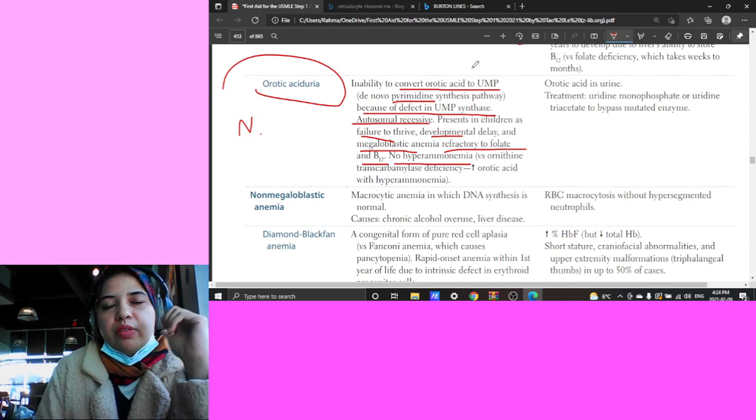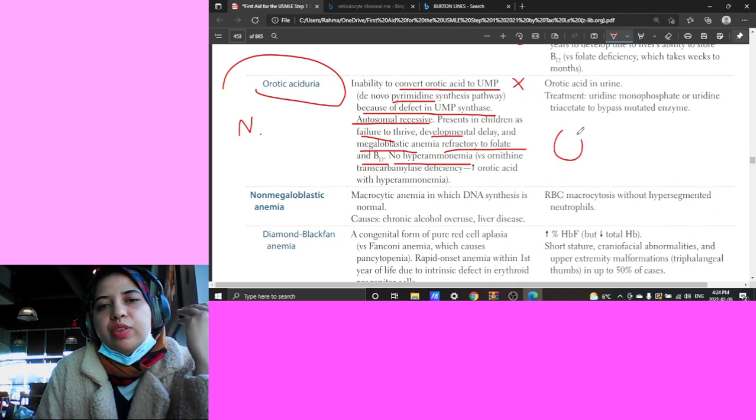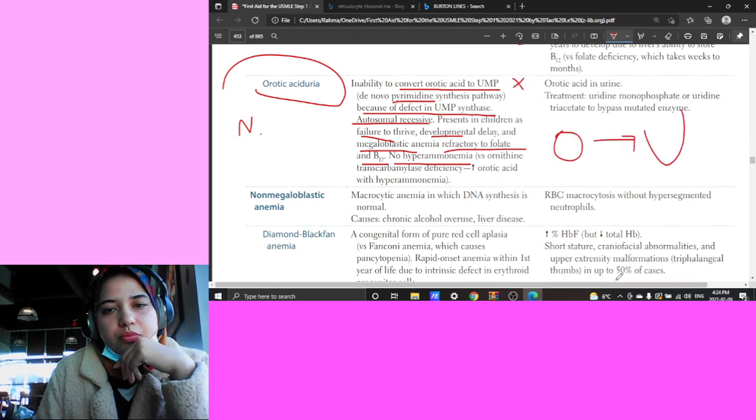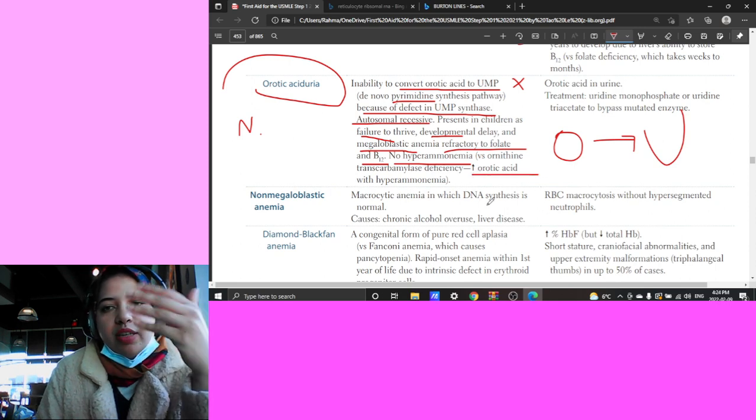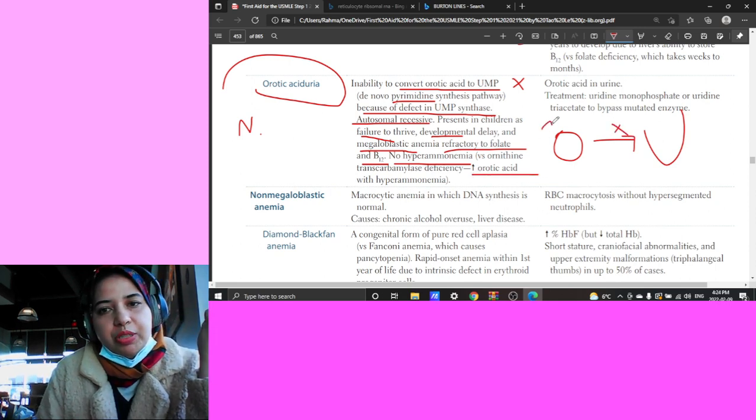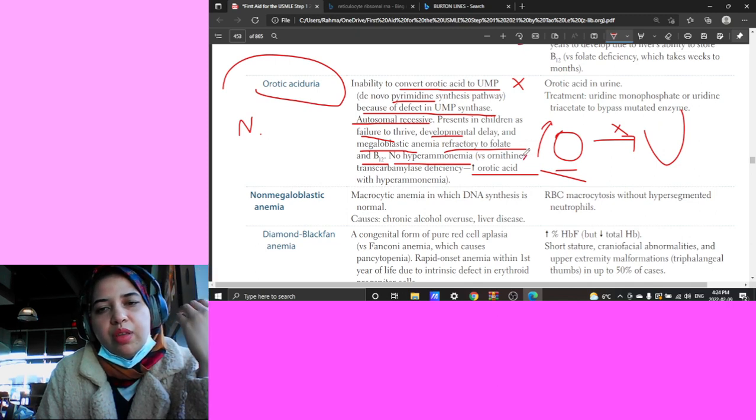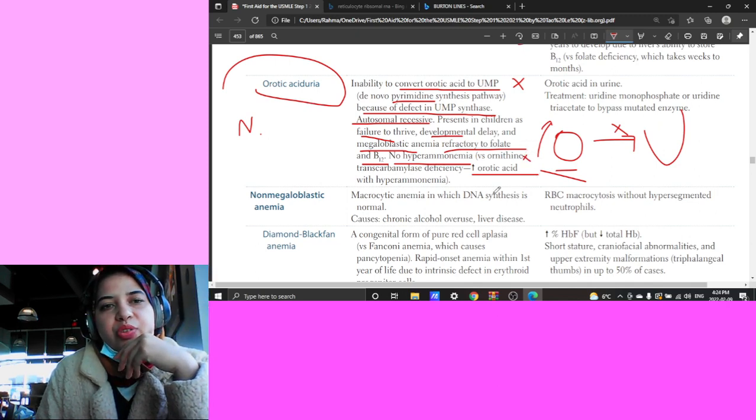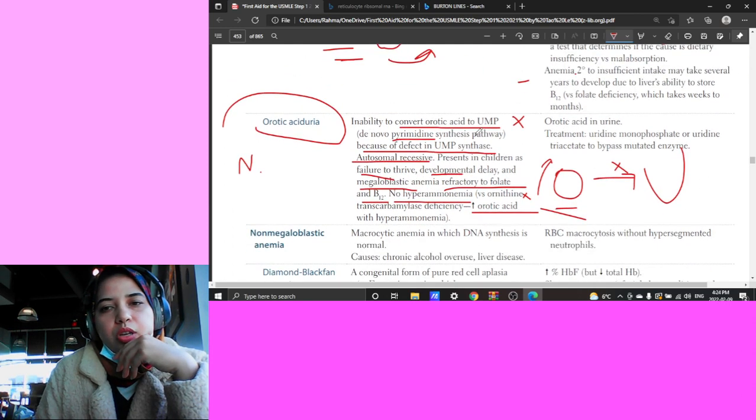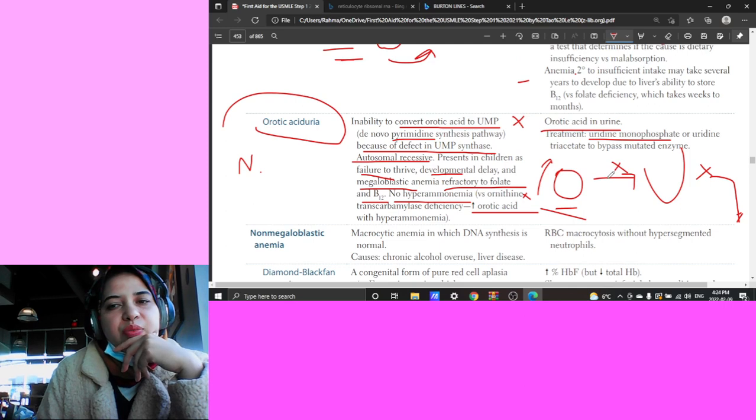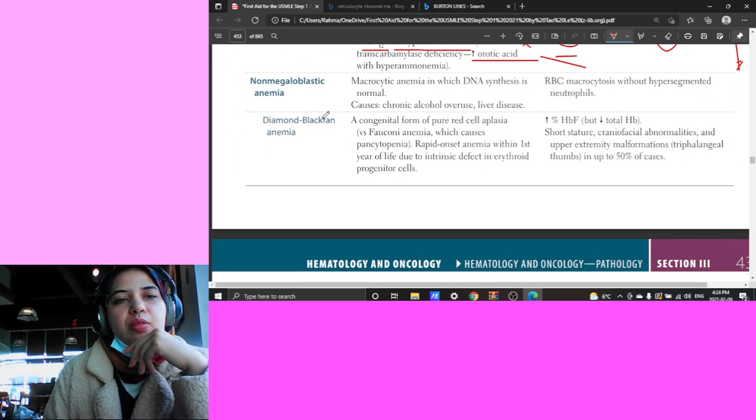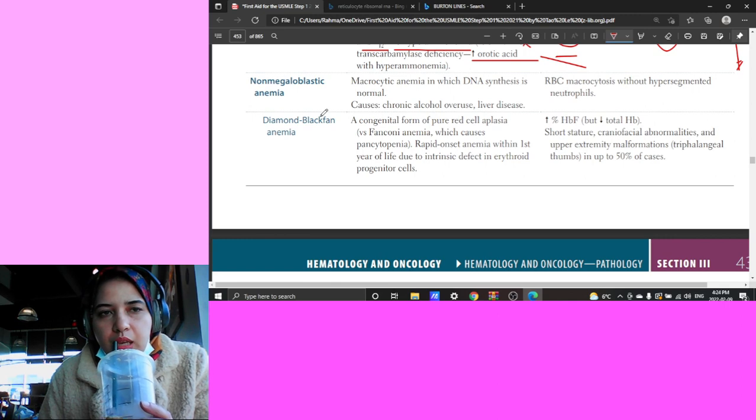They might ask you what is the defect here, and you want to know that it's an inability to convert orotic acid to UMP. So increased orotic acid as a result. If this is not being formed, I'm going to have an increase in the substrate. So you're going to have increased orotic acid, and no hyperammonemia, to differentiate it from another condition called ornithine transcarbamylase deficiency, where you would have hyperammonemia. So orotic acid is going to be found in the urine, and the treatment is uridine monophosphate. I have to supplement this so that I can continue into the pathway normally and bypass this defect here. Next are the non-megaloblastic anemias. So they are macrocytic but without the megaloblasts.